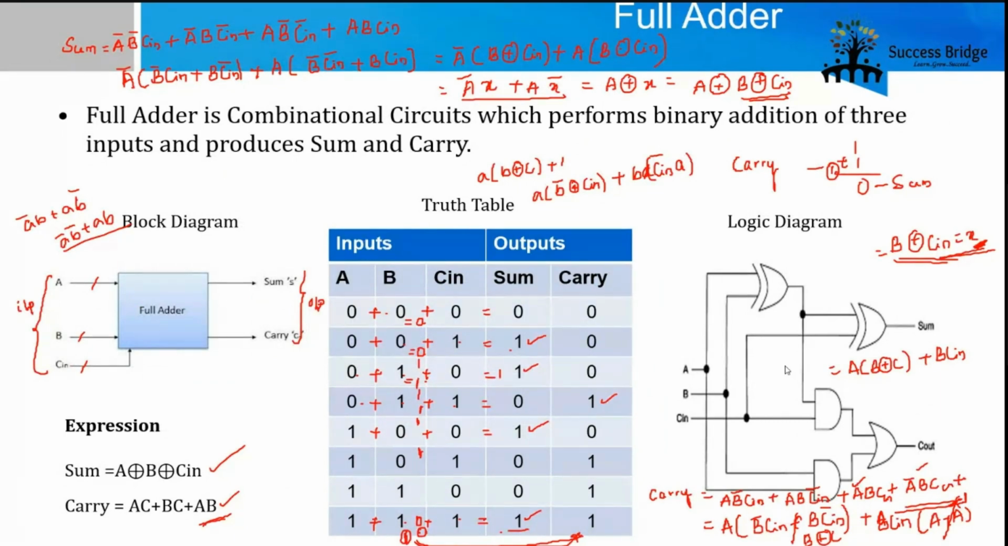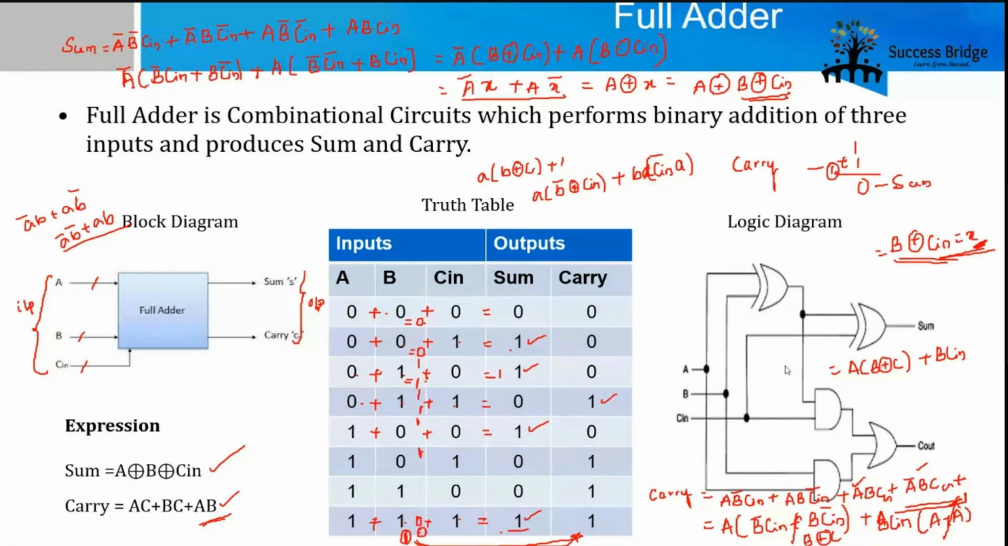Let's see the complete adder, a full adder. A full adder is a combinational circuit which performs binary addition of three inputs and produces sum and carry. This particular representation is a three-input full adder: A, B, and C, which is a carry input. Whenever there is a 1 and 1, your sum will go 0 and you will get a carry on.